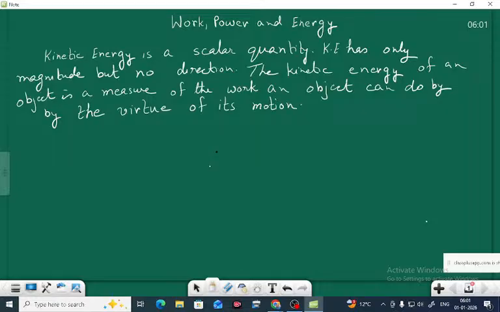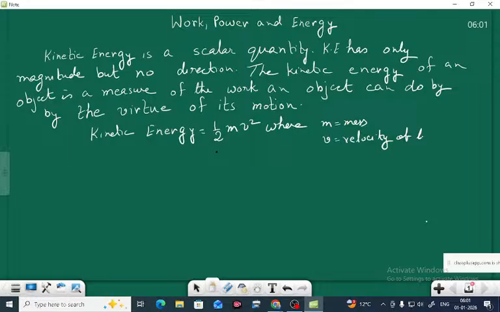So if there is a motion, we find the kinetic energy. The formula for kinetic energy is half, 1 by 2 into m into v square, where m is the mass of the object and v is the velocity of the object. In this way you can find the kinetic energy of any particle, right?